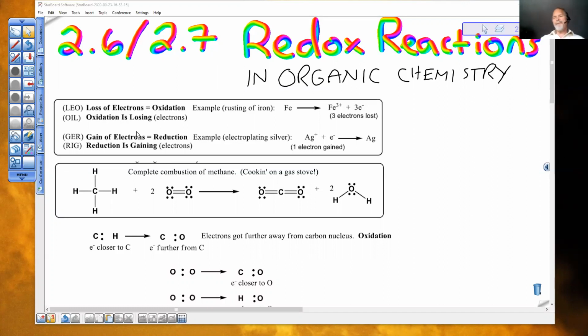Okay, so there's redox reactions going on, and we have to acknowledge that carbon never loses electrons. So you can't say my definition is losing of electrons is oxidation, not for carbon. And you can't use your old definition of gaining of electrons is reduction, because carbon's never going to gain electrons either. The best we're going to do for carbon is either have electrons move further away or move closer to carbon in bonds. So I like to start with a combustion example, and section 2.6 is about combustion.